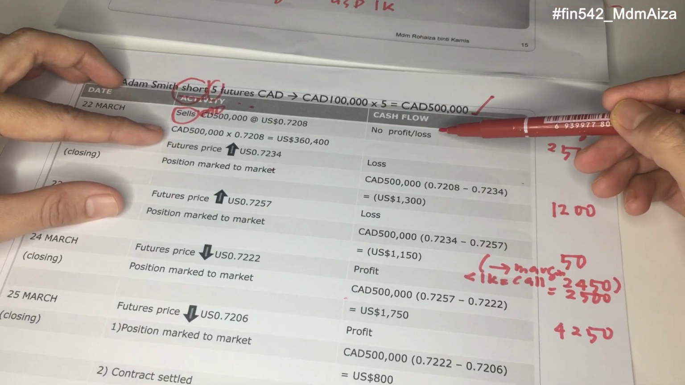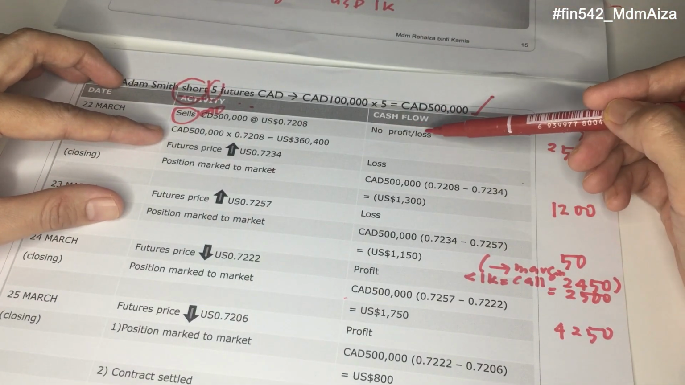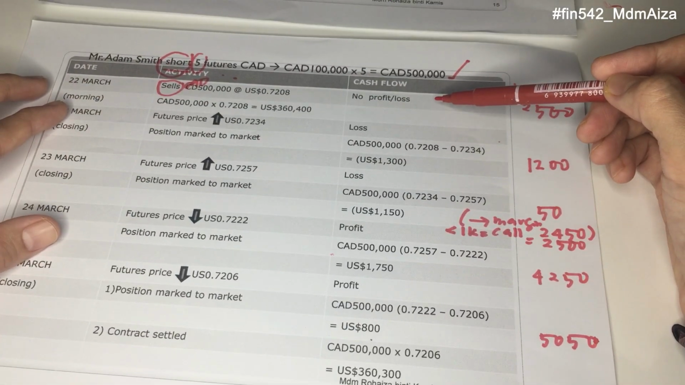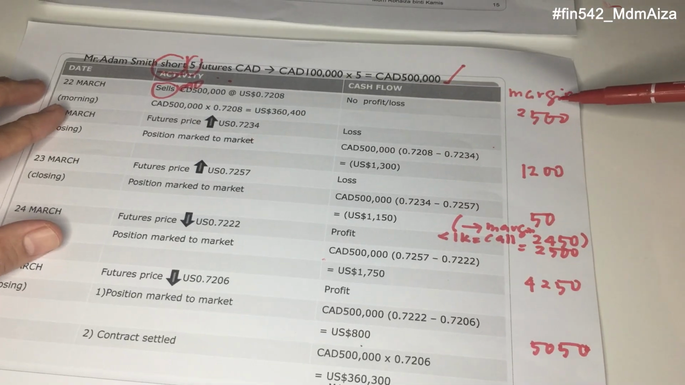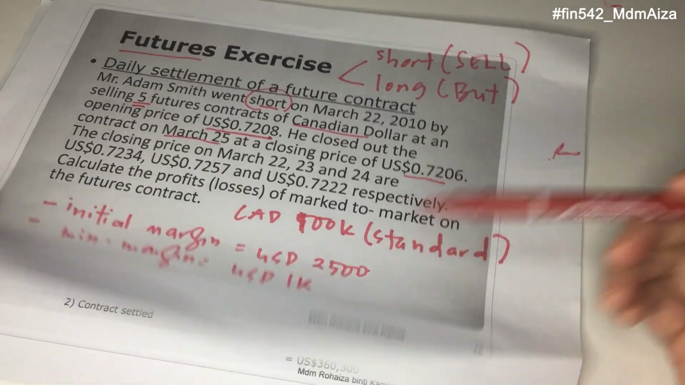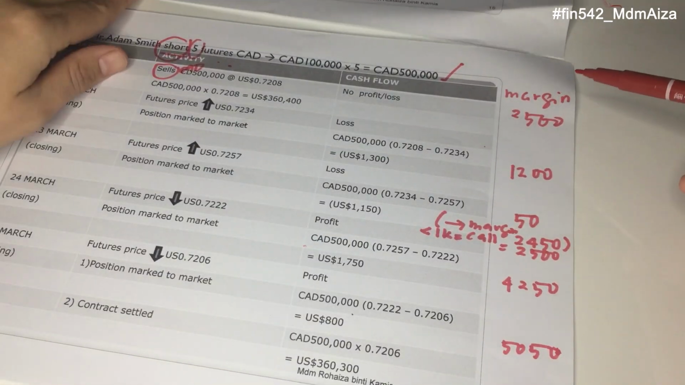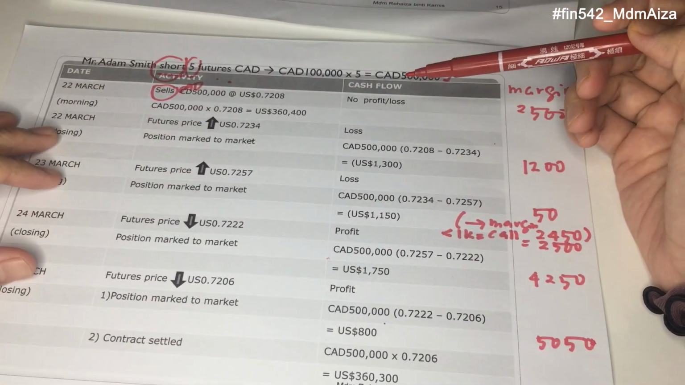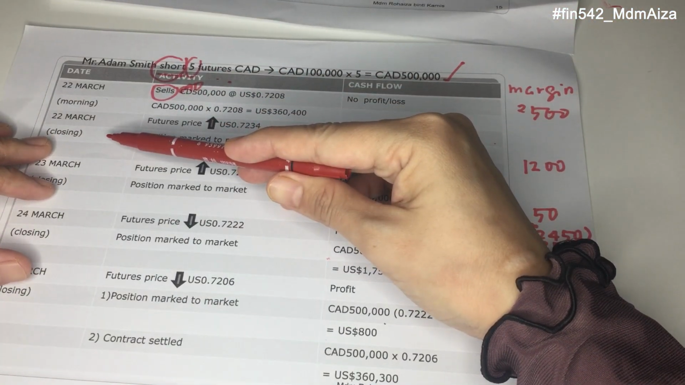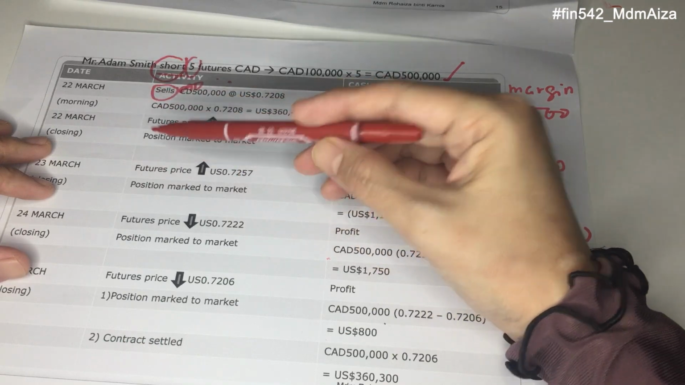In the column of cash flow, you need to write no profit and no loss. You will gain a mark, 1 mark, yeah. Okay, and then we started with a margin of 2,500. Okay, 2,500. And then on the 22nd of March, at 2 p.m. we need to close the market.